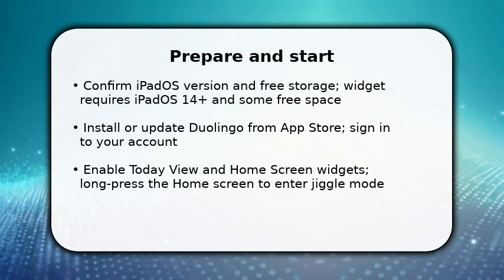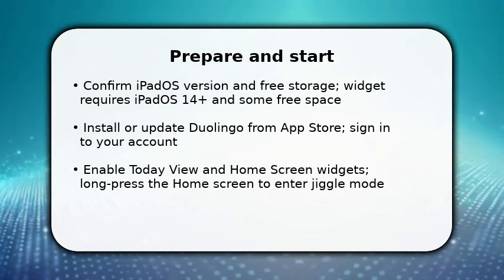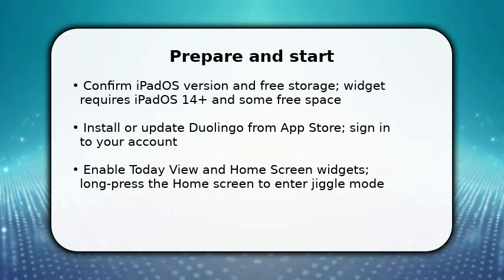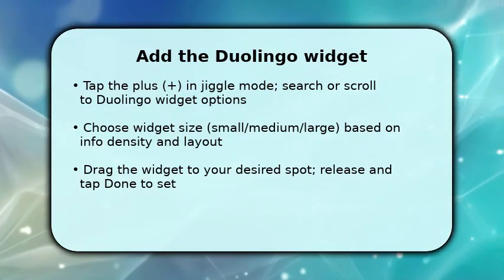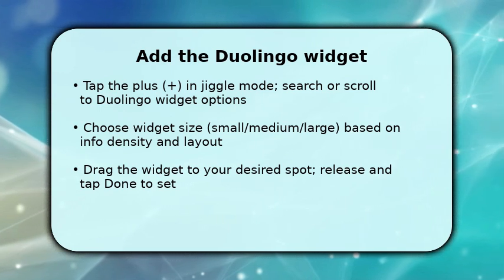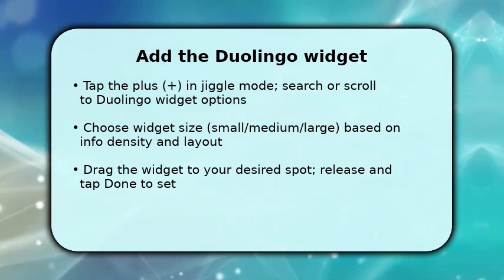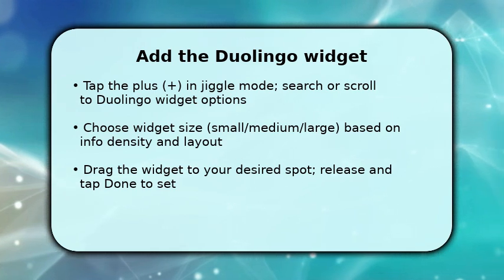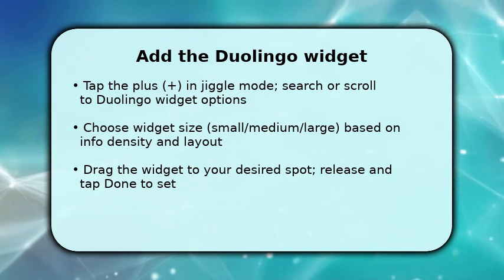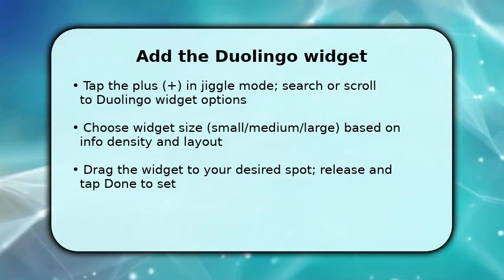Make sure you're on the exact home or Today screen where you want quick access to lessons and streak info. Once in jiggle mode, tap the plus icon at the top left to open the widget gallery, then search for Duolingo or scroll until you find it. You'll see size choices. Small shows quick streaks, medium adds lesson shortcuts, large gives more stats, so pick the one matching how much info you want at a glance.